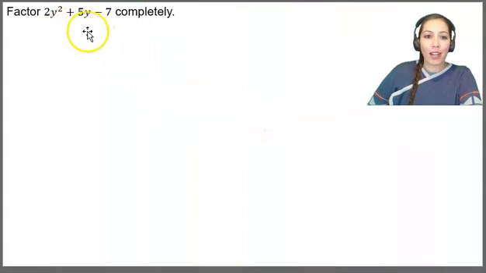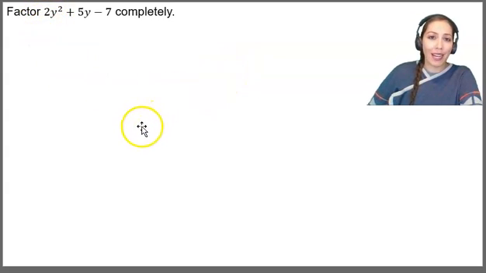Factor 2y squared plus 5y minus 7 completely. How do I factor a trinomial when the leading coefficient is not 1?